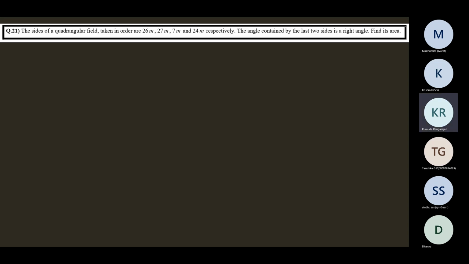The sides of a quadrangular field. The sides of a quadrangular, meaning quadrilateral. Triangular means in the shape of a triangle, quadrangular means in the shape of a quadrilateral. The sides of a quadrangular field taken in order. So the sides are these. I'll just take some rough figure like this.